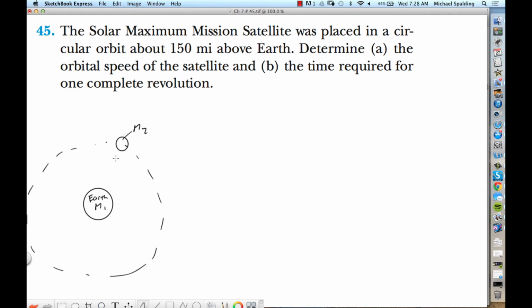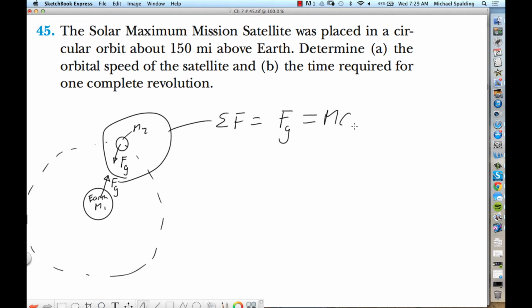Now, is M2 an object? Is the satellite an object? Yes. Is the Earth an object? Yes. So what do we know about all objects in the universe? They attract each other, and that's a gravitational force of attraction, right? Okay, now focusing on M2, if we sum the forces for M2, what's the only force acting on M2? The gravitational force, right?